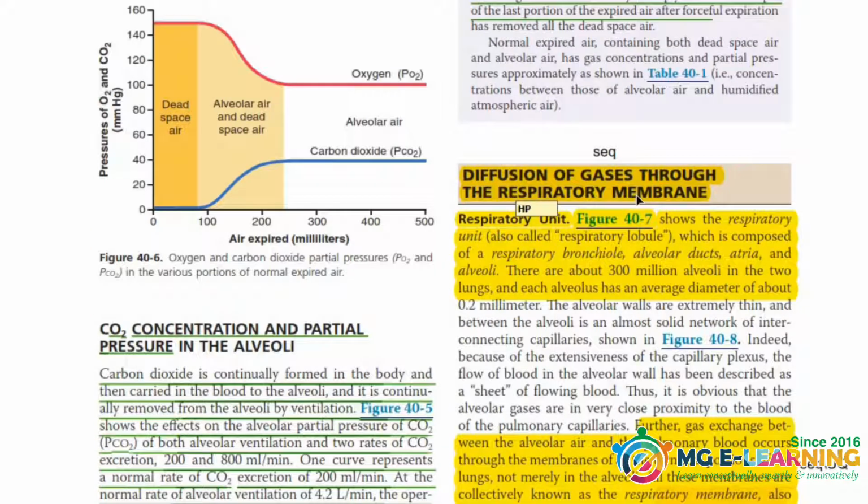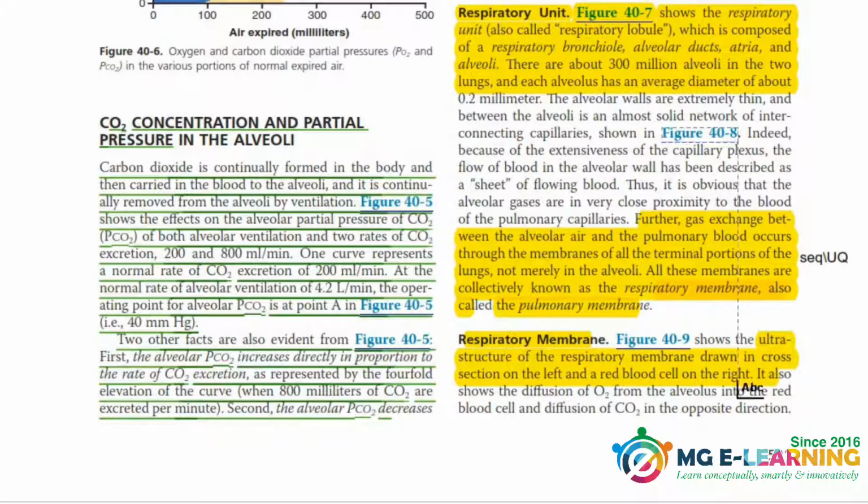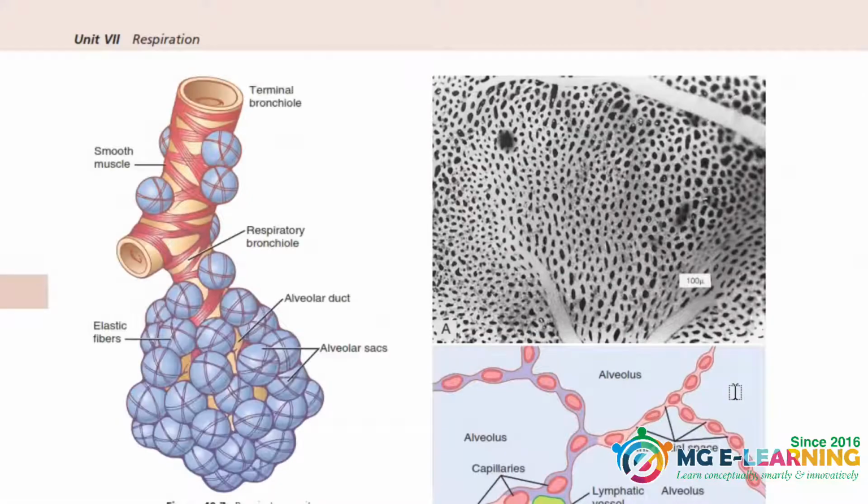Next very important topic of this chapter is the diffusion of the gases through the respiratory membrane. इसमें respiratory unit की definition SCQ बन सकता है. उसके बाद इसमें further SCQ बन सकता है respiratory membrane. ये बहुत important topic है. Past UQ भी है, इसको must करना है.